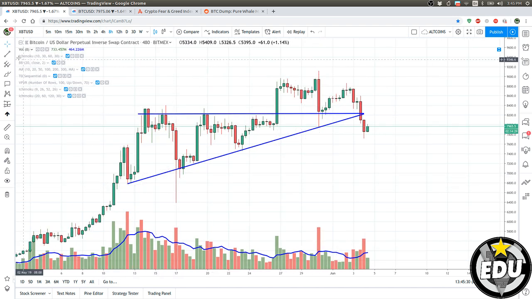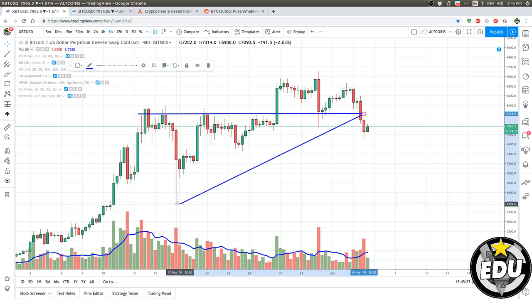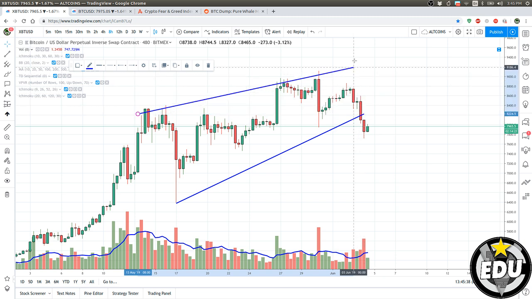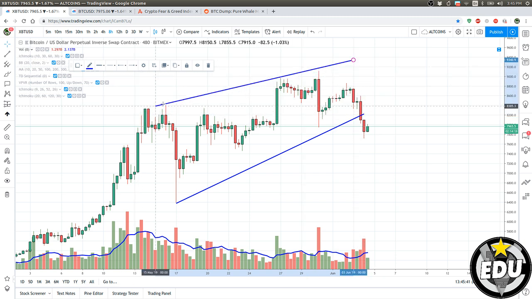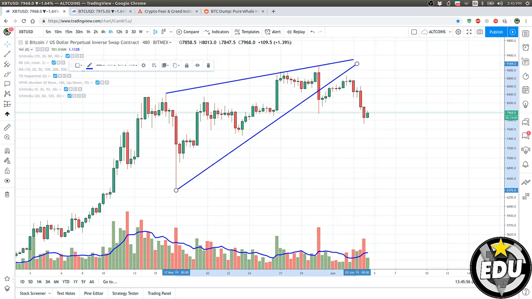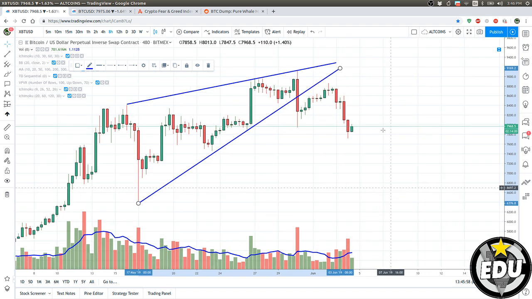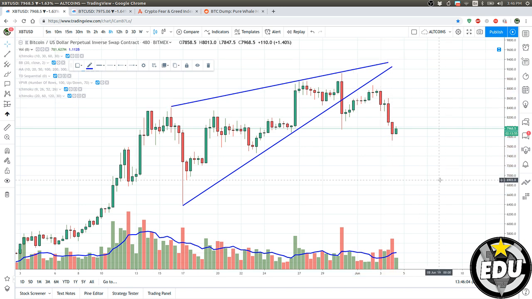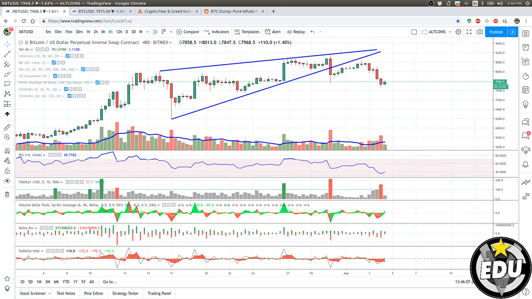If we want to be more precise by counting the wicks on the lower time frame, I have the rising wedge idea. From here, it's a legit one. Logarithmic and linear scale. With a bearish divergence also on RSI.